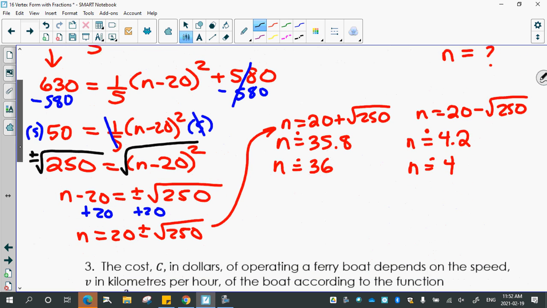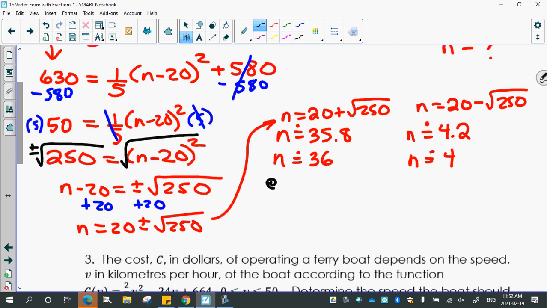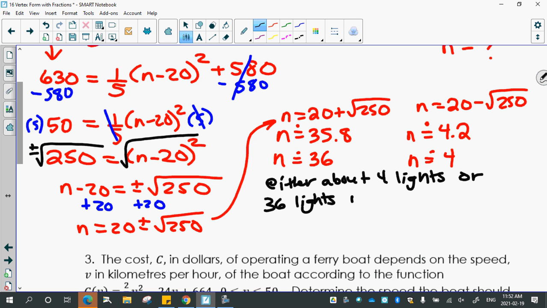All right, so our answer is going to be either about 4 lights or 36 lights results in a cost of $630. So both answers are okay.